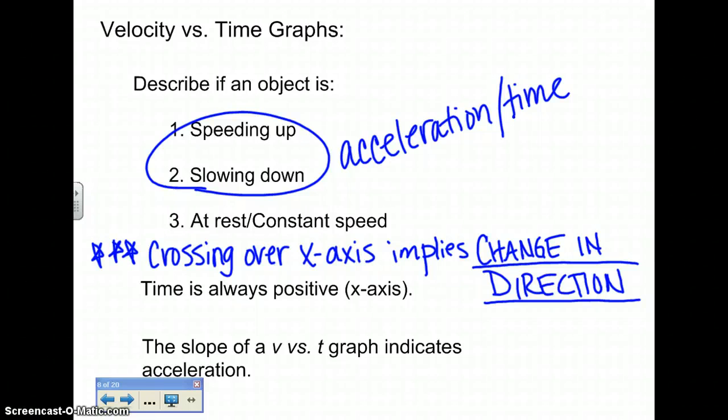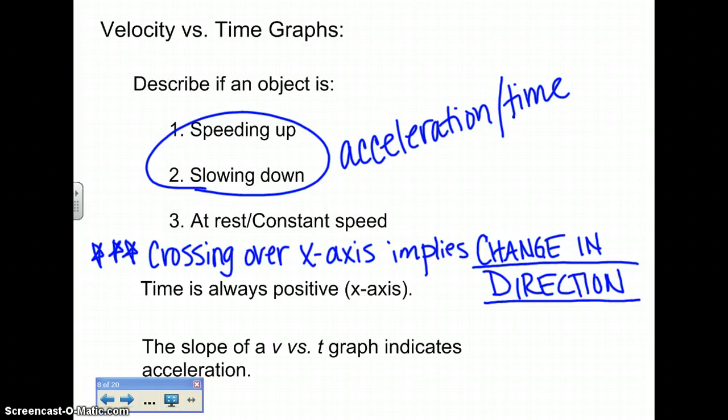So to recap where the last video left off, the slope of a velocity versus time graph implies if you are speeding up or slowing down. By telling me speeding up or slowing down, you're looking at acceleration versus time graphs. Also, you can look at a velocity versus time graph and say the object is at rest or it's moving at a constant speed. In other words, the cruise control is set. You're not hitting the brake pedal, nor are you hitting the accelerator.